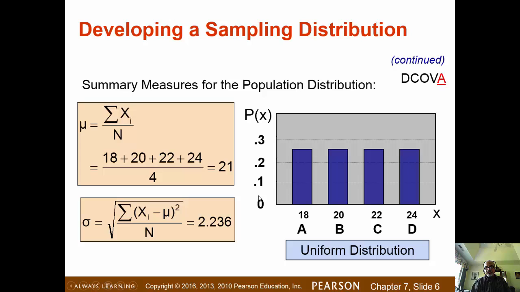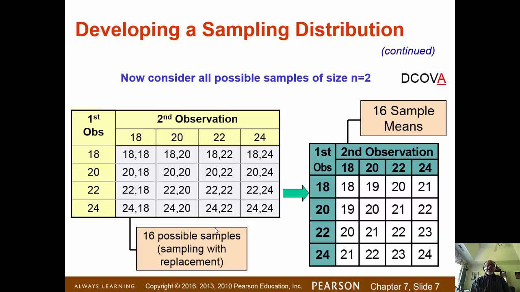This is what the distribution will look like, and then of course we can find the mean is 21, and since this is how we have defined the population, this 21 is the population mean, and we can compute the standard deviation, and that is 2.236. So this is the original population. Let's suppose that we take samples of size just 2. There are 16 possible samples, because we are sampling with replacement.